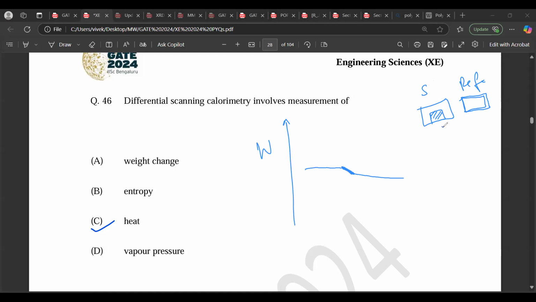You're recording the signals from both together, this one and this one. So we are measuring the difference between both.